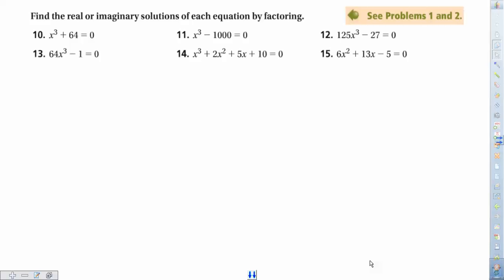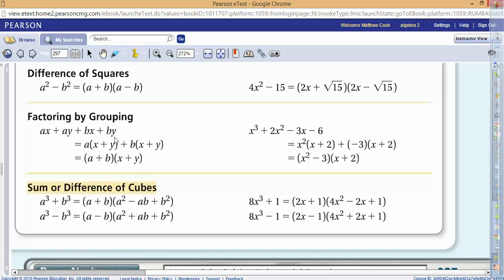Okay, so what about number 14? Number 14 clearly is not a sum or a difference of two cubes, but what we want to be able to do with number 14 is be able to solve it by a technique of grouping. That's this guy right here in your textbook, and we did this in the notes. Now, there's only a small handful of you that actually was with me when we did this in chapter 4.